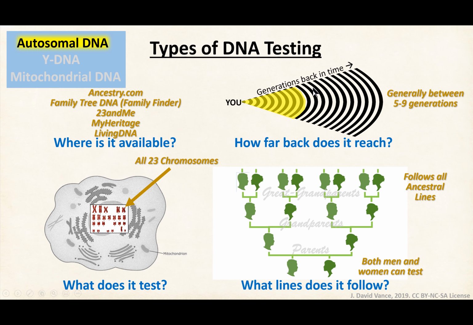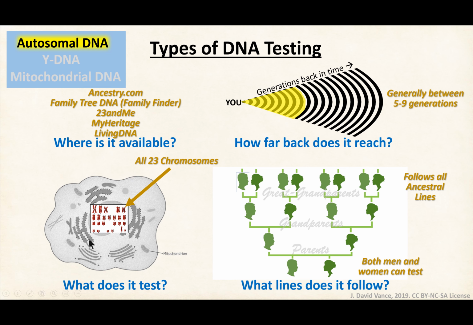It does reach back. This is my little graphic for how far back it goes. It does reach back from you normally around 5 to 9 generations, which is when the pieces of DNA start getting so small that they're indistinguishable from noise, as well as you actually start to lose DNA connections to some of your ancestors. Not all of your ancestors back in this time frame actually have DNA that has come down to you. And we'll talk about that in this video.